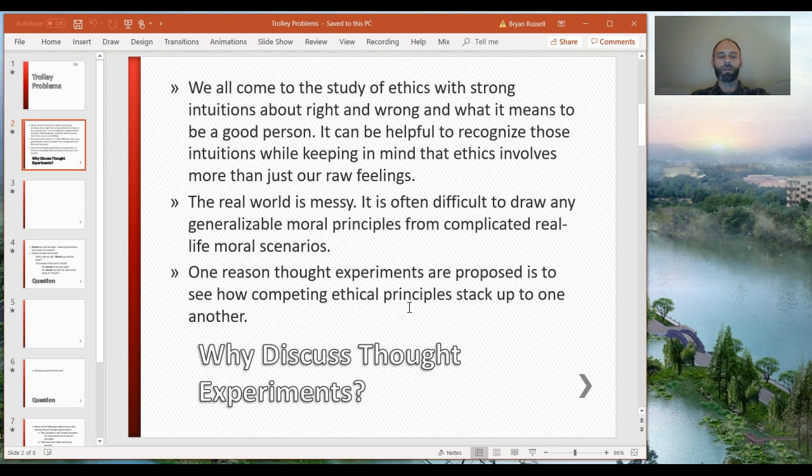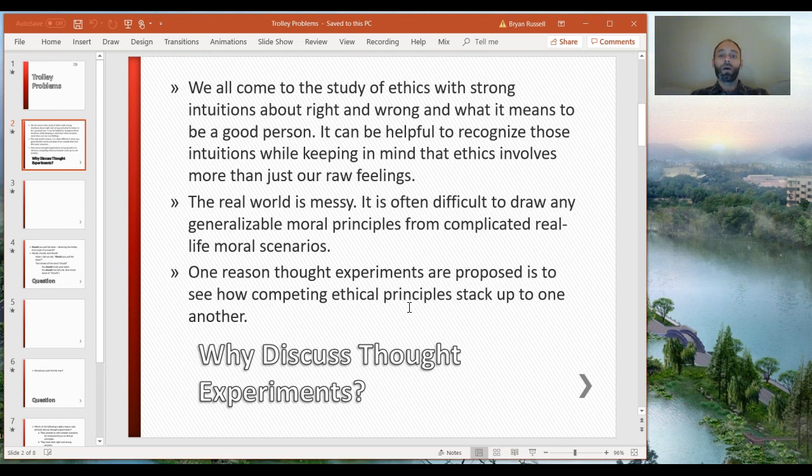discussing these thought experiments allows us, again, to abstract a little bit away from the real world and see how competing ethical principles stack up against one another. So we can create a scenario where these ethical principles are put in tension and see how we think about them before we start looking at any theories. And even after we start looking at some theories, we might come back and revise the way we think about these scenarios.